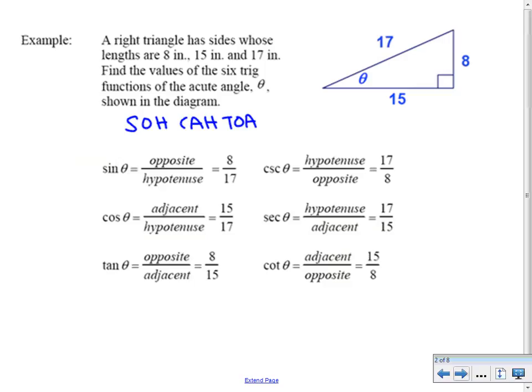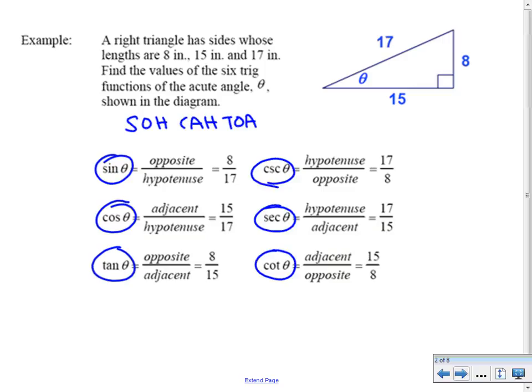And if you're writing your six trig functions down like this, you often see them with sine, cosine, tangent on the left, and then across from them, their reciprocals. You get into that pattern and you can't forget it.